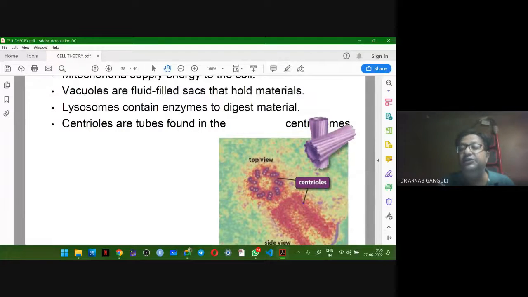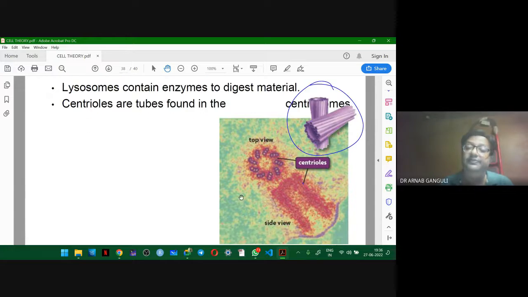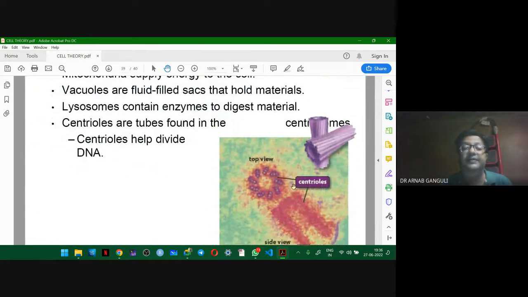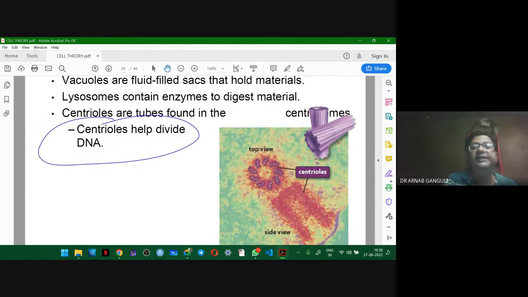We have these centrioles. They are little tubes found near the centromeres of chromosomes during cell division. All the spindle fibers originate from centrioles. They help to divide the DNA during cell division. From one end to the other, the centrioles release spindle fibers, and along these fibers the chromosomes move from one side to the other.